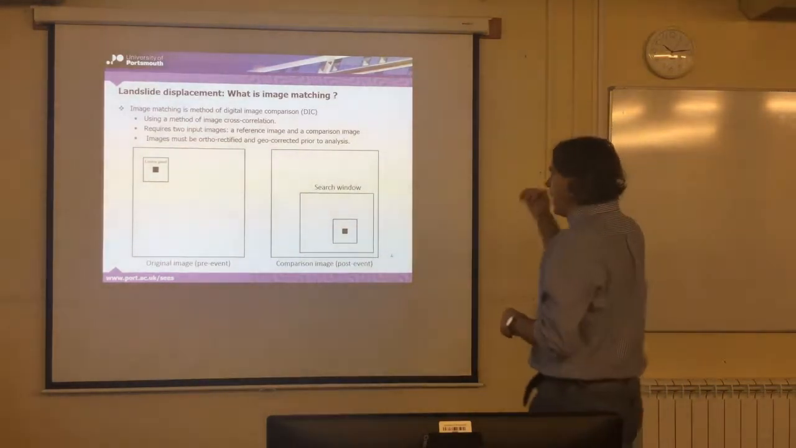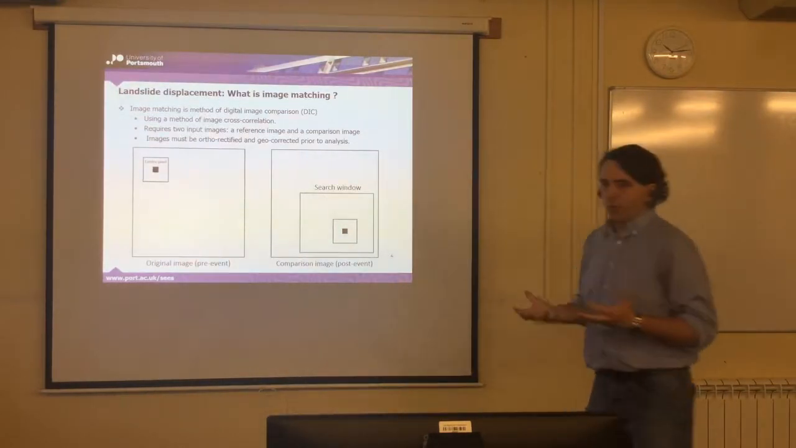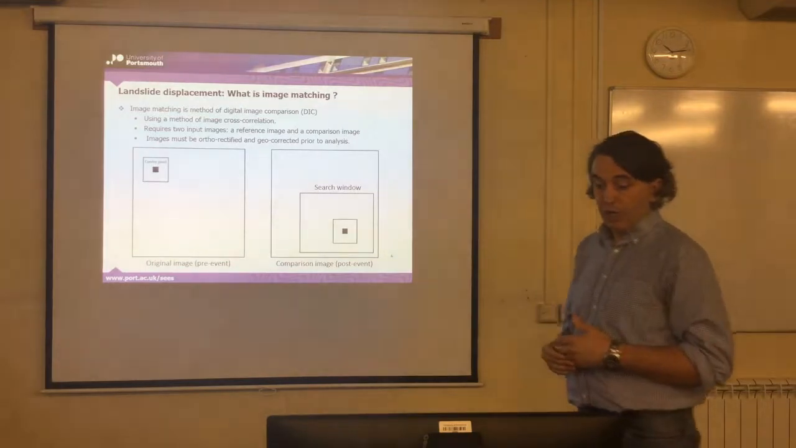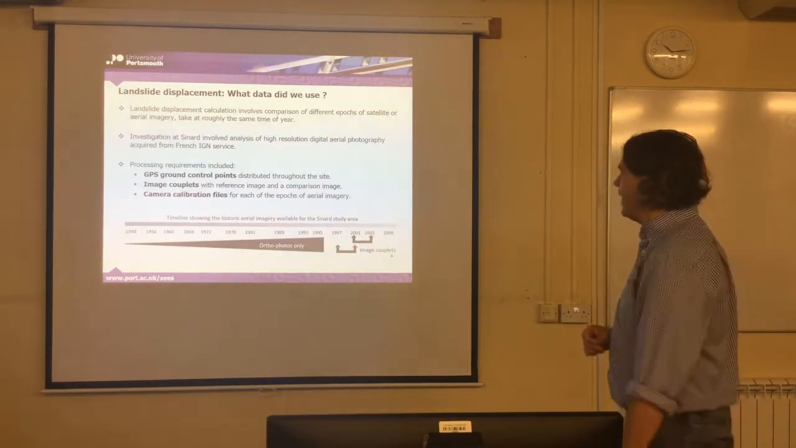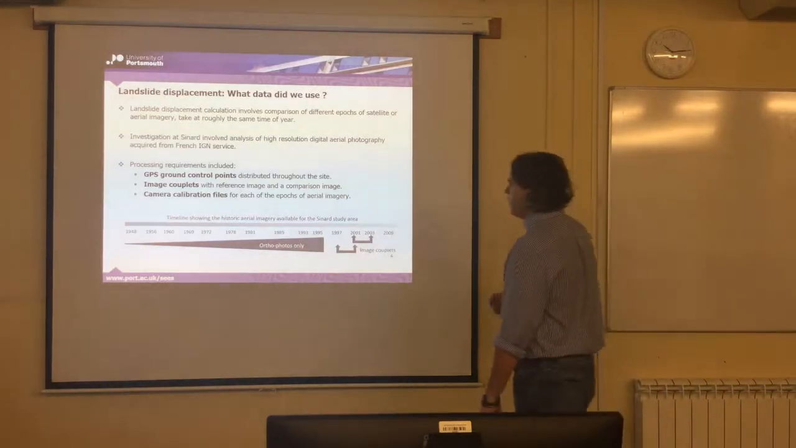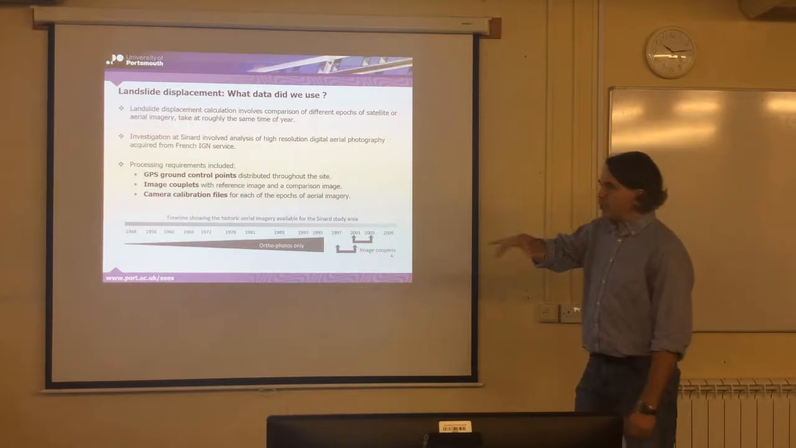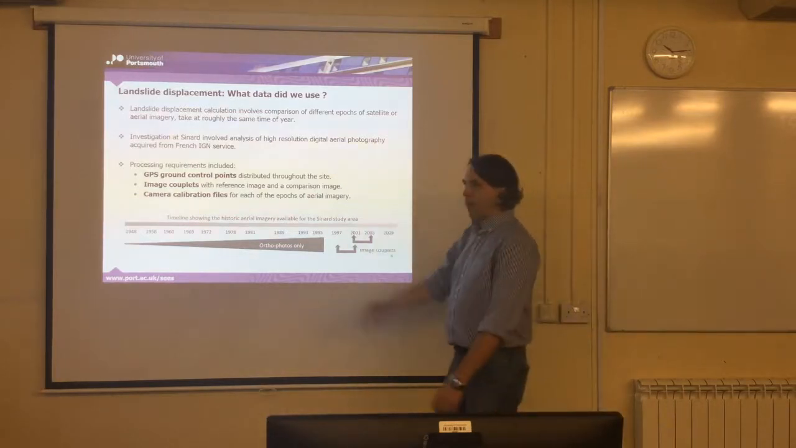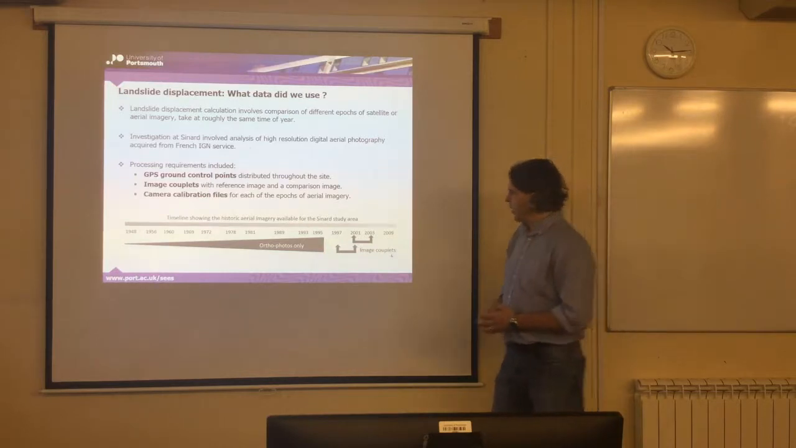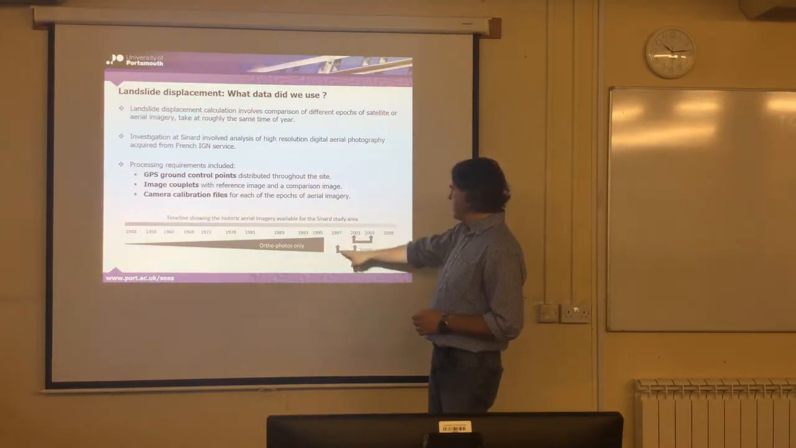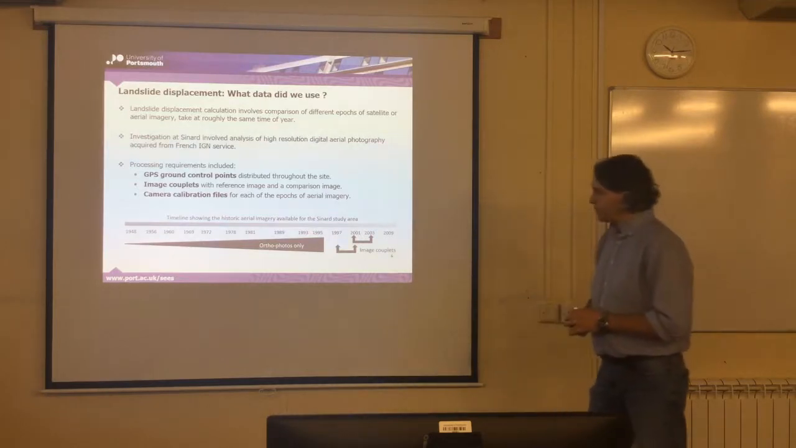It does require ortho-rectified and geo-corrected data. So it's got to be ortho-rectified and geo-corrected for it to work. So we did it using photographs from the French mapping agency. You need GPS ground control. Image couplets, I mean, you need 2 photographs, one before, one afterwards. So we used 2 sets, 1997, 2001 and 2003.